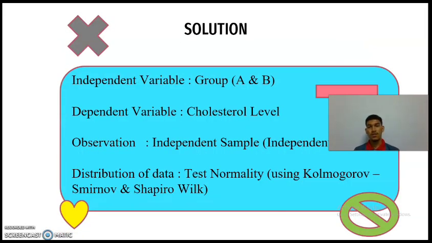So the solution: the independent variable is group A and group B. The dependent variable is cholesterol level. The observations are independent samples, so we use the independent t-test. Next, for the distribution of data, to test normality we use Kolmogorov-Smirnov and Shapiro-Wilk.